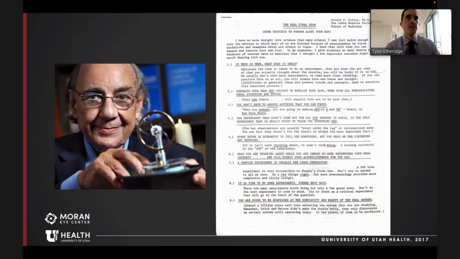Number one is, if this is true, what does it imply? This is referring to the results of your data. Number two, generate more than one concept to explain your data, then give all possibilities equal attention and effort. Number three, you don't have to assume anything that you can prove. Number four, the experiment that didn't come out the way you thought it would is the only experiment that is really going to teach you something new.